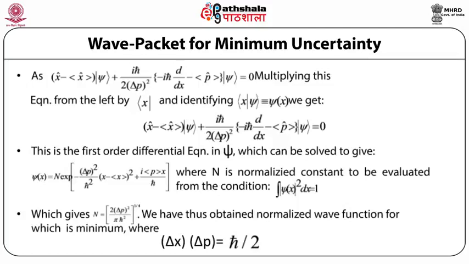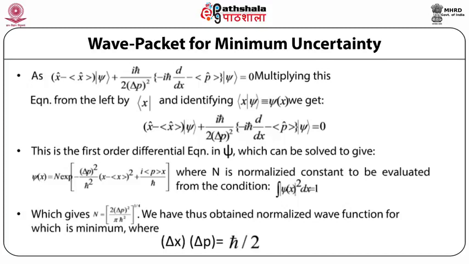This is the first order differential equation in the wave function psi, which can be solved to give the value of the wave function psi as a function of position x equal to N times exponential to the power bracket open minus delta p square by h cross square whole times bracket open x minus expectation value of operator x bracket close square plus iota times expectation value of operator p times x upon h cross whole bracket close, where N is the normalization constant to be evaluated from the condition integral of the square of the modulus of the wave function psi of x over dx is equal to 1.